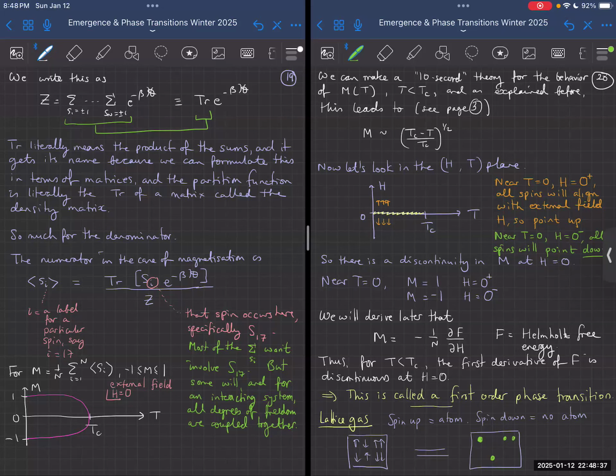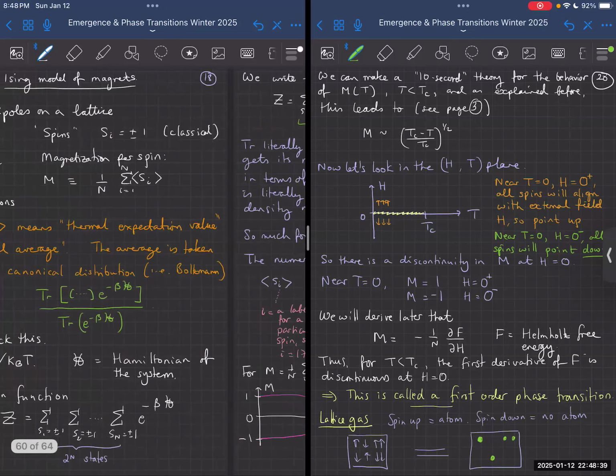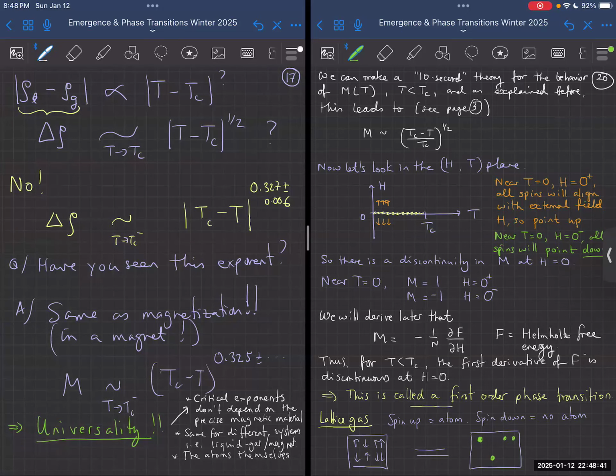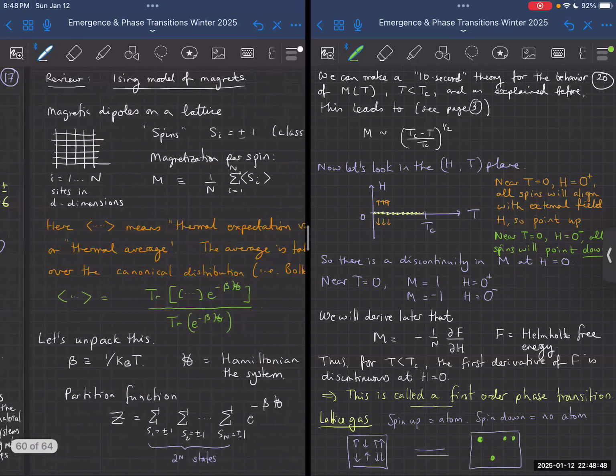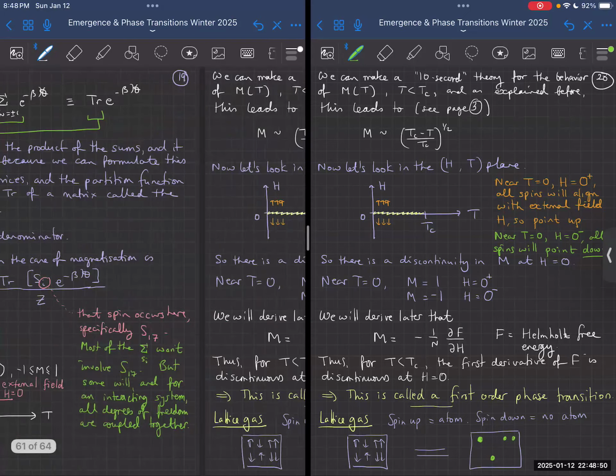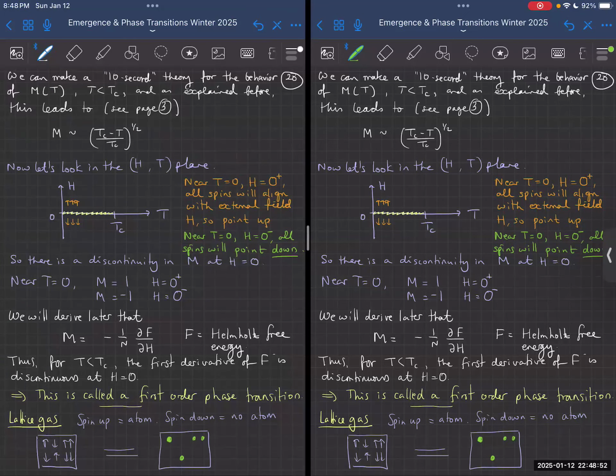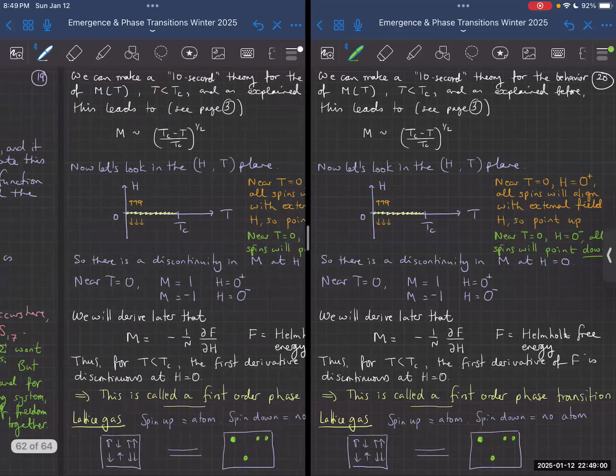Okay, and that's the exponent that, in fact, I told you is incorrect. The real value is about 0.32 something or other. So we're going to find out why that is later in this course. Okay, so that's the part of the magnetization as a function of temperature that you've seen before, and that's for the external field equal to 0.